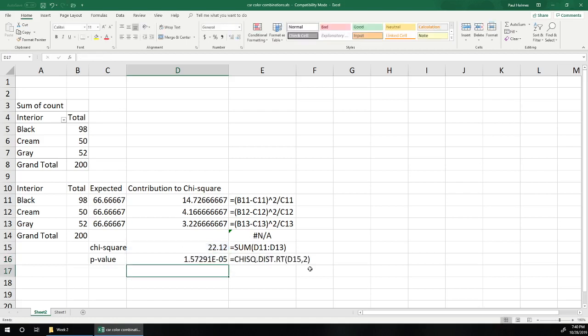Hit enter, we're going to find a very small p-value here. So our p-value is 0.000157291. There we go. So very small anyway, much smaller than 0.05. So we would definitely reject this null hypothesis of equality of likelihood of black, cream and grey in favour of the alternative, which is that there is a significant difference in how likely each of these interior colours is to be chosen.